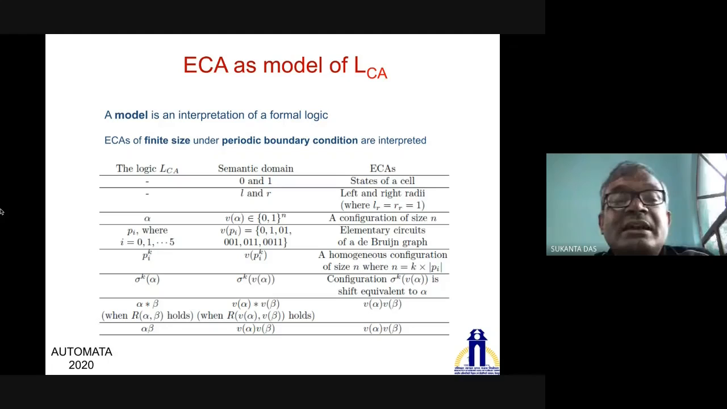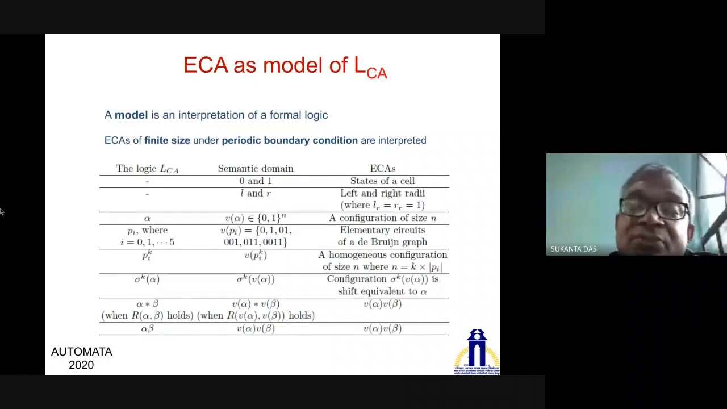Alpha, in case of logic, we call it alpha, and in the semantic domain, we call it V alpha. And V alpha belongs to {0, 1} to the power n, a string of 0 and 1. Its meaning is, in the domain of ECA, a configuration of size n.